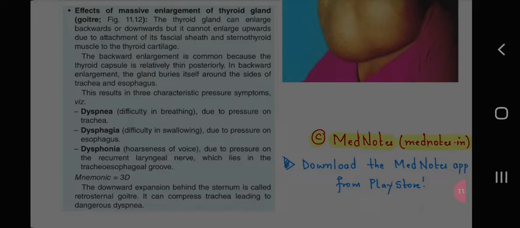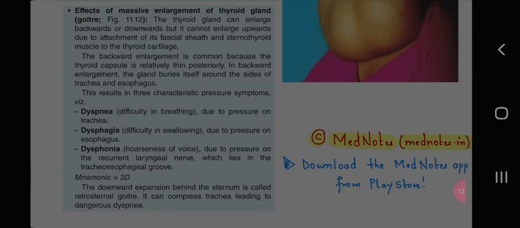In backward enlargement, the gland buries itself around the sides of the trachea and esophagus. This results in three characteristic pressure symptoms: dyspnea, difficulty in breathing due to pressure on the trachea; dysphagia, difficulty in swallowing due to pressure on the esophagus; dysphonia, hoarseness of voice due to pressure on the recurrent laryngeal nerve, which lies in the tracheoesophageal groove. Mnemonic 3D: dyspnea, dysphagia, dysphonia.